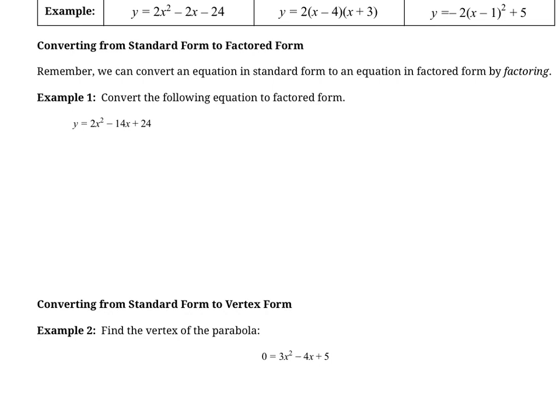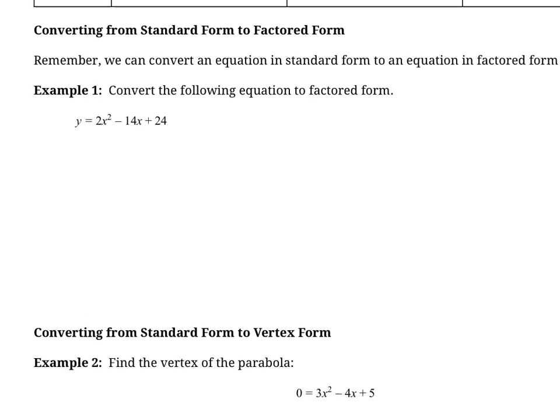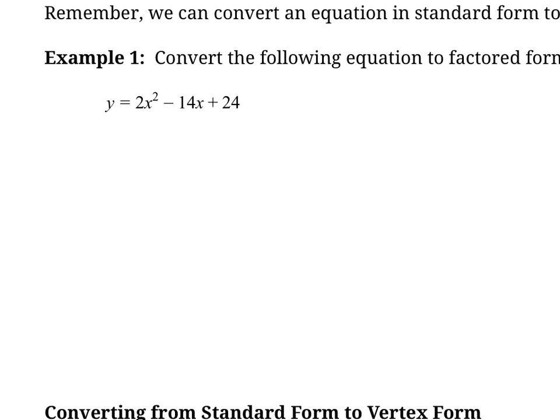So let's just quickly review that, and then we'll talk a bit about how we can find the vertex through another method. So the first equation I have here is y equals 2x squared minus 14x plus 24. So it's in standard form, and I know this because I can see the format outlined for me. I have my ax squared, I have my bx term, and I have my c term. So the first step to factoring is to always check if you have a common factor that you can pull out from each term in the equation.